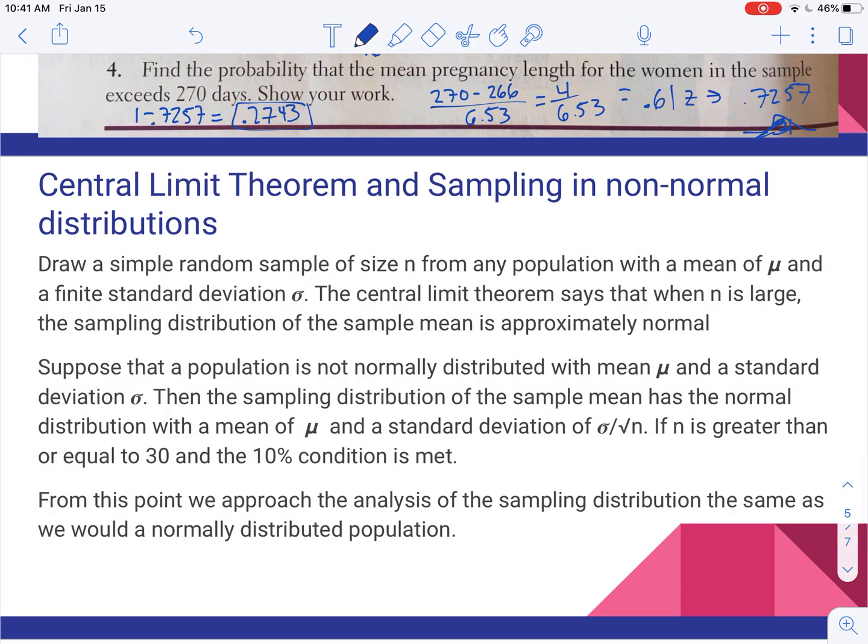Central limit theorem and sampling and non-normal distributions. The book does a good job of explaining this, and I'll just go into it. If we have a very skewed distribution, we cannot just say that the sampling distribution is going to be normal. If we have sampling distributions with small sample sizes from skewed distributions, it's still going to have a skew in that sampling distribution, because we still have that chance of, okay, let's say something's heavily skewed to the right. We're talking about salaries. So let's say my sample size is only 2.